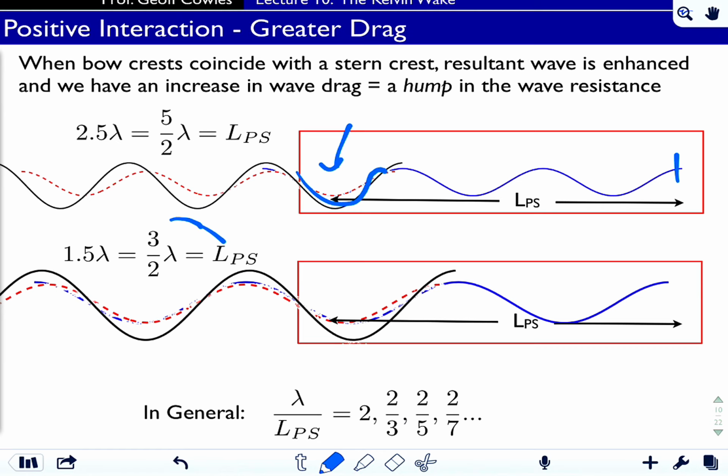So how do we get a trough here? We need some integral number of wavelengths. That might be 1 or 2 or 1,000. And then another half wavelength. So we need n wavelengths plus a half wavelength from the bow, relative to LPS. So here we have 2.5 lambdas in an LPS.